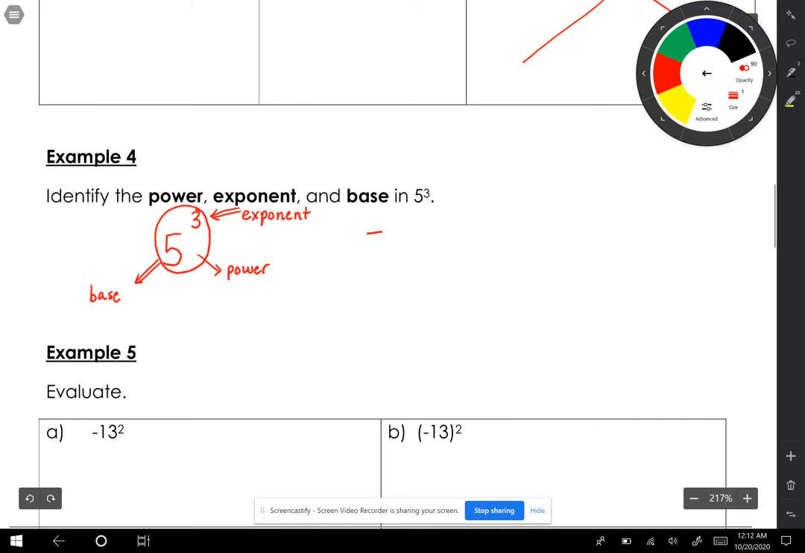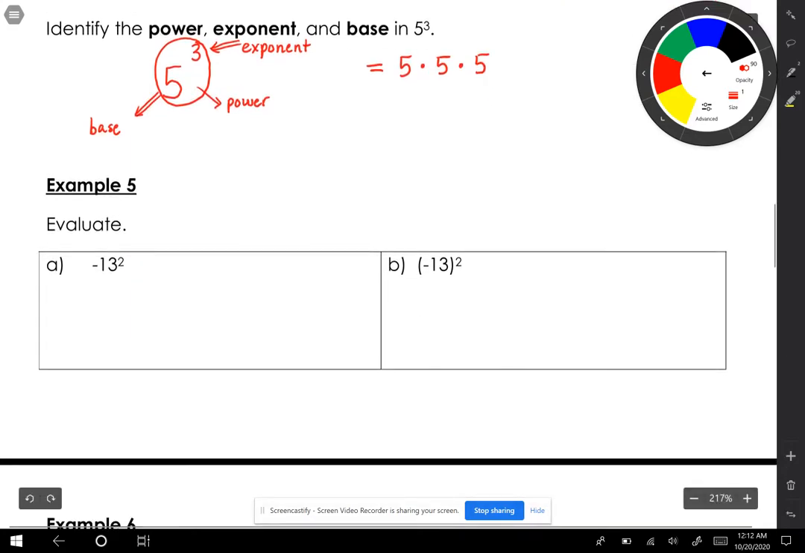And this is what it would look like. It's 5 times 5 times 5, not 5 times 3. So it's repeated multiplication. Things that we forget, we tend to not remember vocabulary very well. So it's really good to go over stuff like this.